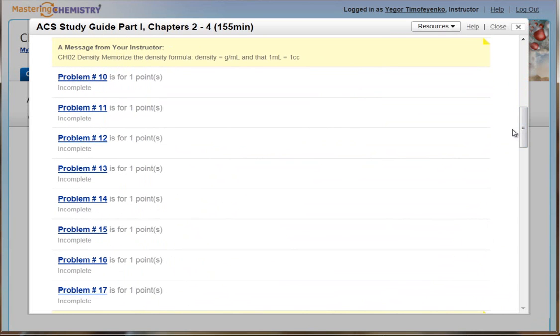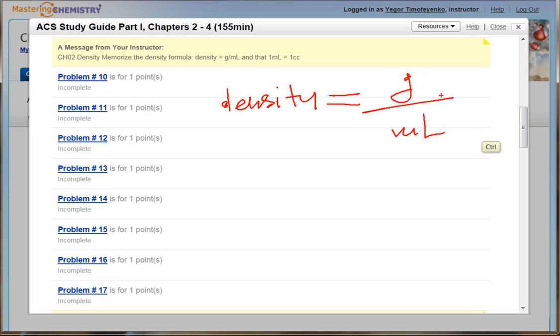There will be some density problems. So what you need to know is what density stands for. Particularly, you need to know that density is measured in grams per mil. You also need to know that 1 mil equals 1 cc, in case you see that in the ACS exam.